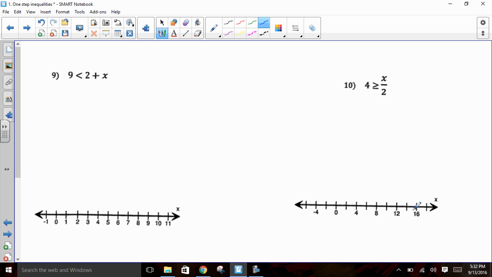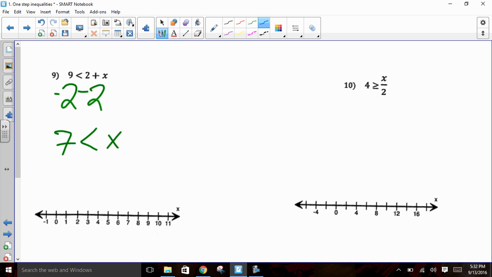All right, number 9. Now, I see 2 plus x. I still want to get x by itself. Ask yourself, is that 2 positive or negative? It's positive, right? So how do I undo positive 2? Yeah, you got to subtract. So what I do to one side, I do to the other. So 9 minus 2 is 7. 7 is less than x.